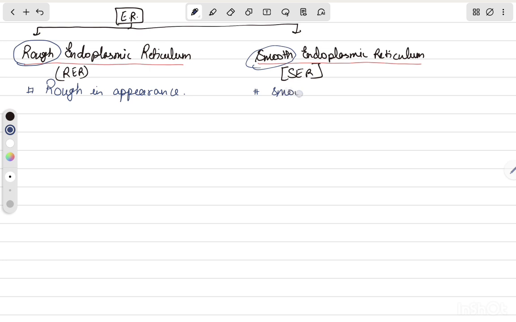Now why are they rough or smooth in appearance? That is due to the presence of a special structure on their surface. Now what is that special structure? That special structure is the ribosome, right? So they have a rough appearance because of ribosomes on their surface. So how are ribosomes attached to their surface?